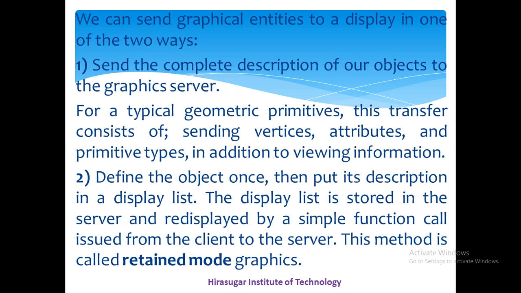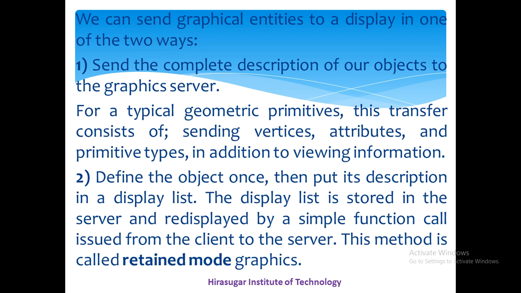Then next is define the object once. The next method is to define the object once, then put its description in a display list. Define only once, then put it in a display list. The display list is stored in the server and redisplayed by a simple function call issued from the client to the server. This method is called retained mode graphics, right?